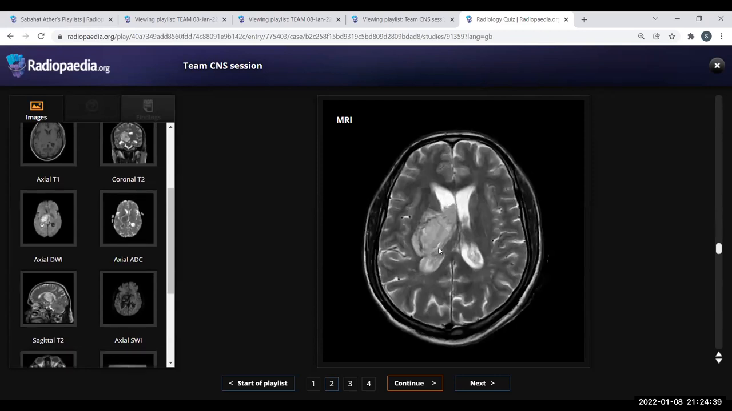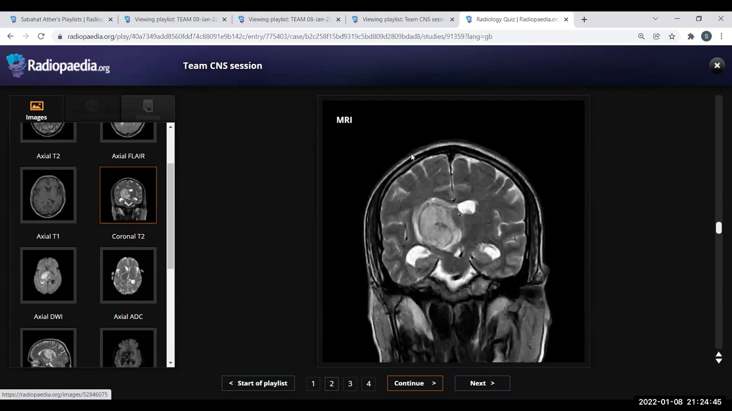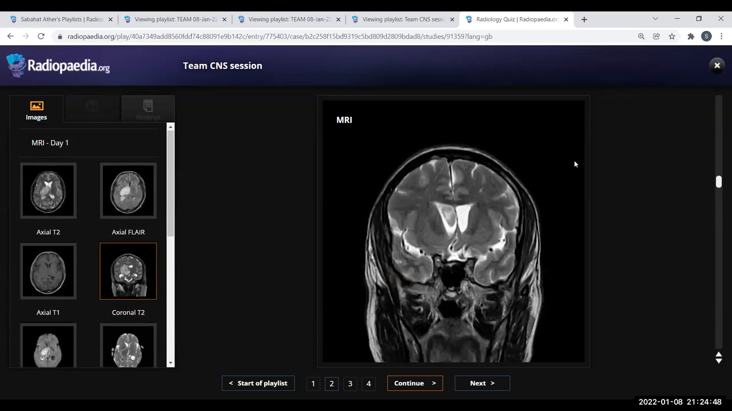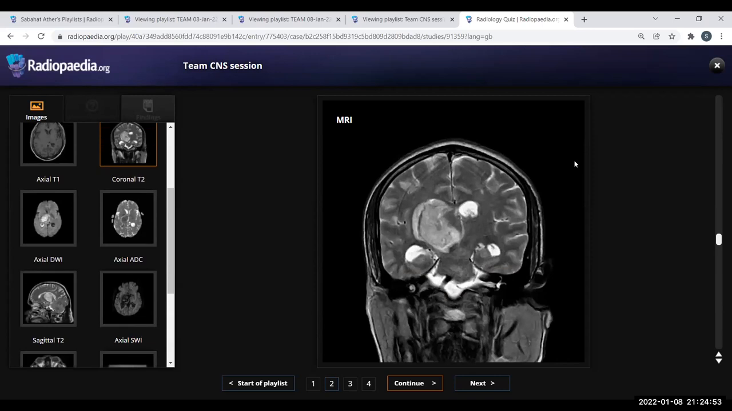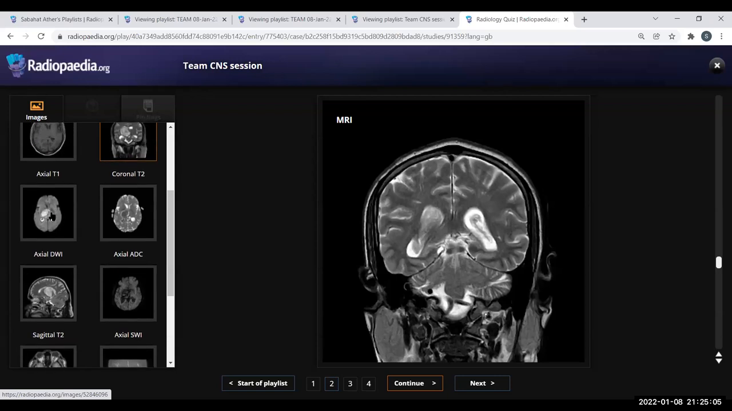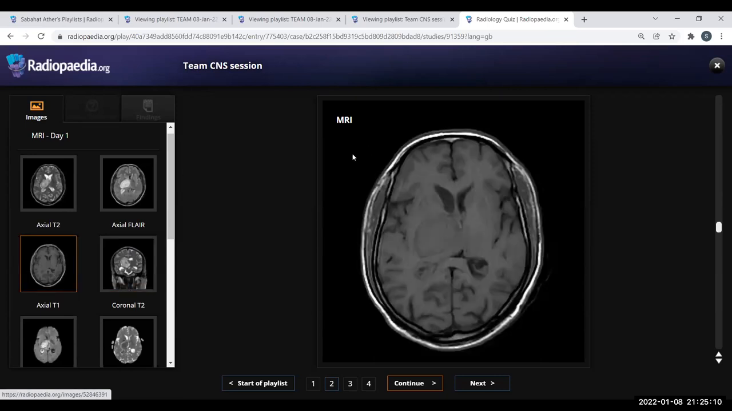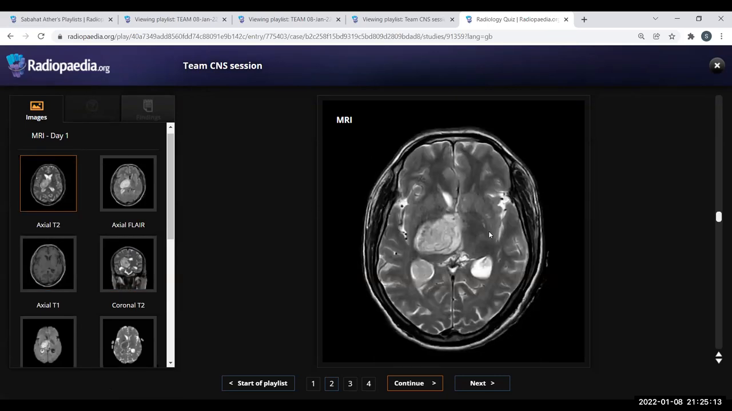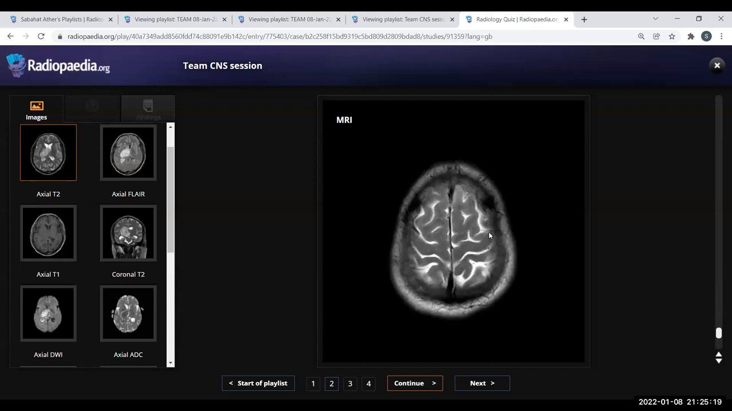I would want to have a look at another plane as well. You can select any sequence which you need. I'm just having a look at the coronal. Where is this lesion? Can you specify the location? I'm finding it really hard to scroll. Just very difficult.